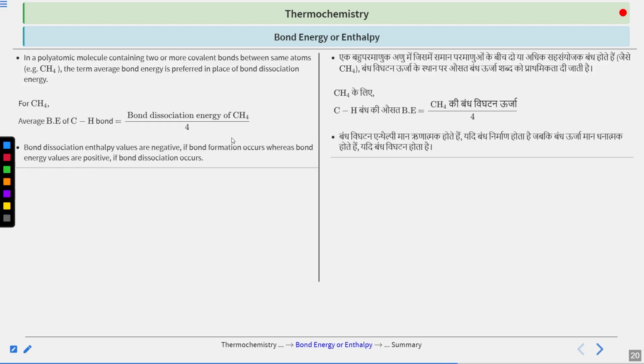Now based on the chemical reaction, bond energy values are negative if bond formation occurs, whereas the bond energy values are positive if bond dissociation occurs. That is clear from the formula also: delta H for a reaction is the delta H of reactants minus the delta H of products. Clear?